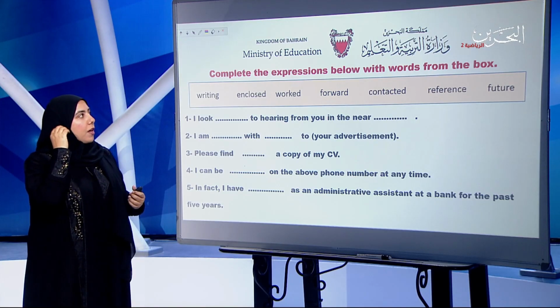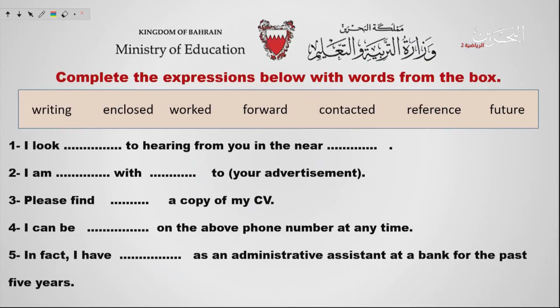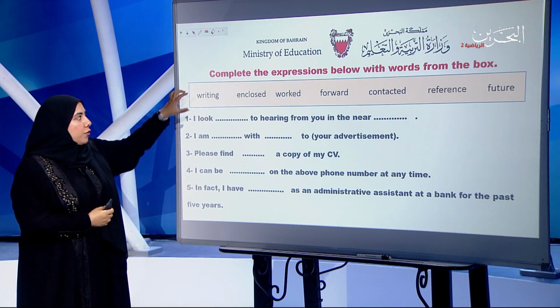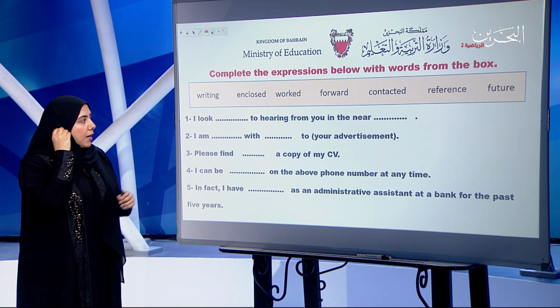Okay, this is another question related to expressions. Complete the expressions below with words from the box. So you have a list of words in a box and you have 5 sentences. I want you to choose the word that is suitable to fill in the sentence. Let's read it together.